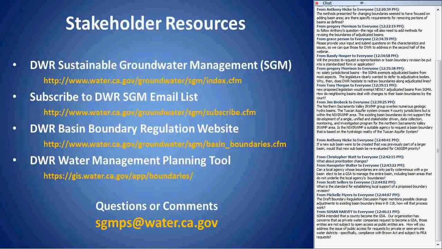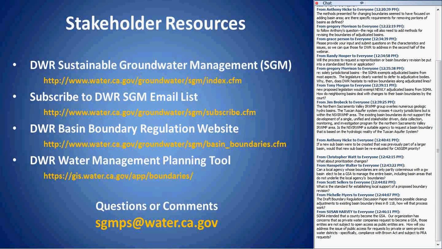Next question: we'll also need to add methods for revising the boundaries of adjudicated basins. The regulations will not actually revise adjudicated basin boundaries. Those boundaries were developed by the adjudication process. Perhaps the question would be, would the department support changes to an adjudicated basin boundary, meaning if a portion of the basin is adjudicated and it's all mapped as one basin, would there be opportunity to subdivide that into a sub-basin along the adjudicated boundary lines?